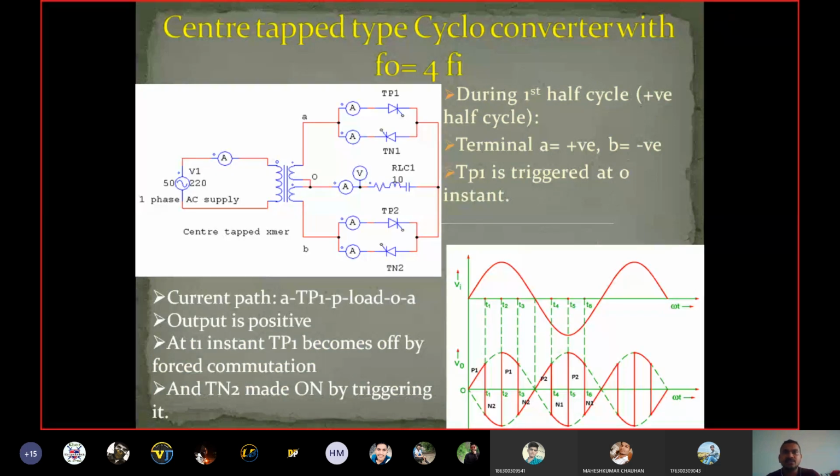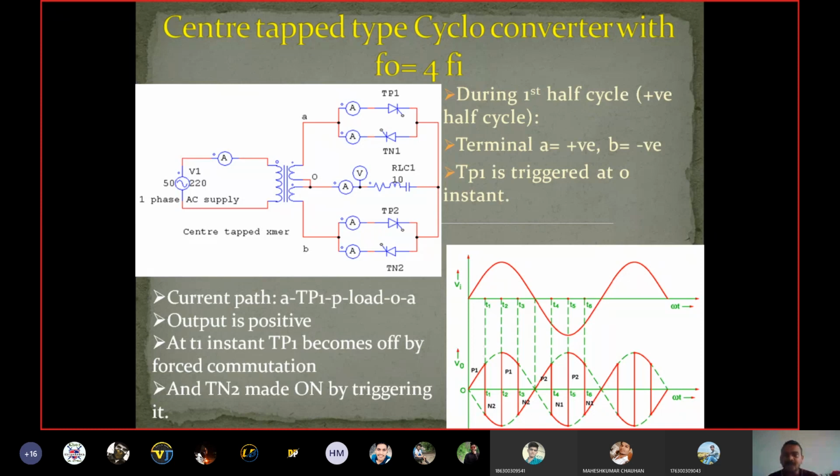First of all we'll discuss the center tapped type cycloconverter with output frequency equal to 4 fi. In the previous lecture we studied the center tap transformer as well as the single phase bridge type cycloconverter, but they were step down cycloconverters. Today we are going to discuss the step up cycloconverter. So the same circuit of the center tap transformer type cycloconverter.